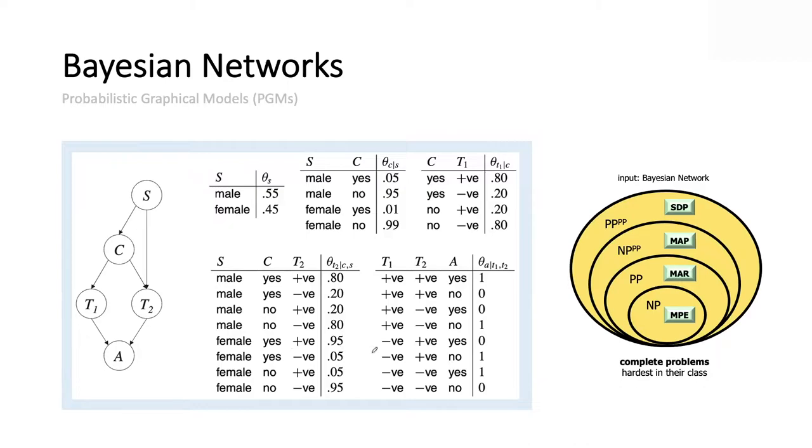And as we discussed last time, there were four problems that are listed here, MPE, MAR, MAP, and SDP, which are complete for the corresponding classes. These are all problems on Bayesian networks. And we'll just very quickly go through them next, just to remind you before we go and talk about the Boolean problems, or the problems on Boolean formulas that are also complete and prototypical in this case.